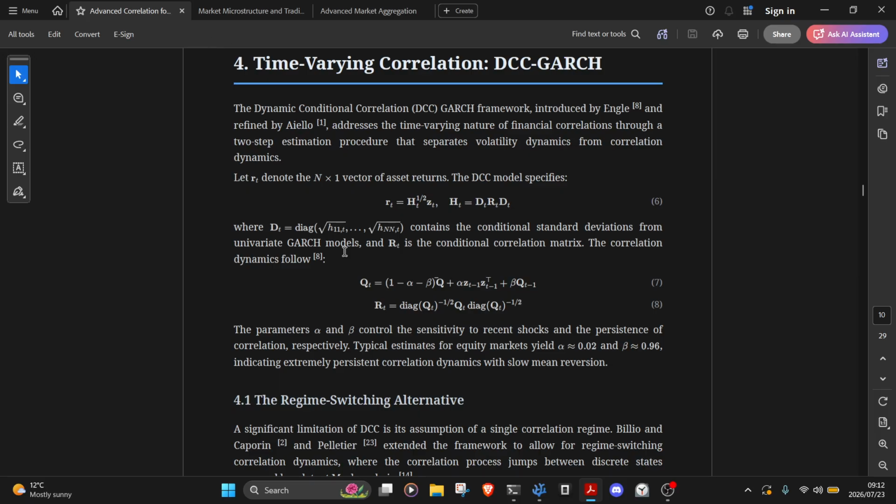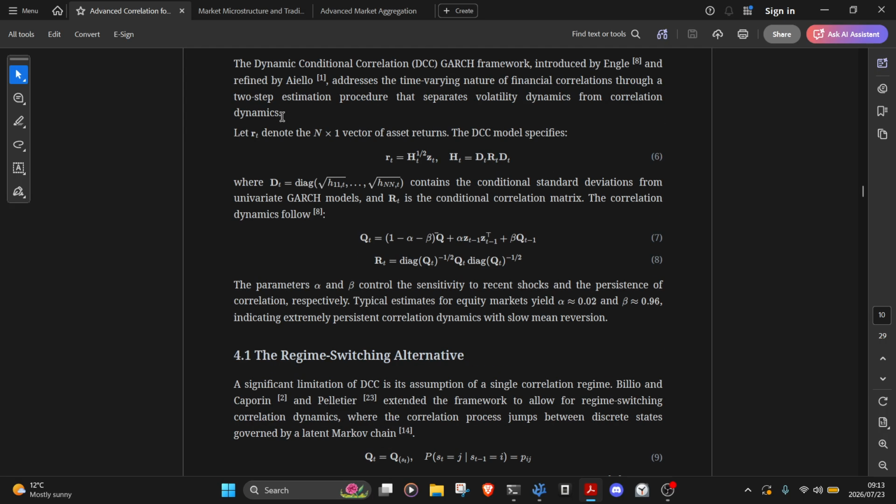Now let's get into it. Chapter 4, Time Varying Correlation, DCC-GARCH. The Dynamic Conditional Correlation GARCH framework introduced by Engle and refined by Eliot, probably butchering those names, I'm sorry if you're watching this, addresses the time-varying nature of financial correlations through a two-step estimation procedure that separates volatility dynamics from correlation dynamics. Let r_t denote the n by 1 vector of asset returns.